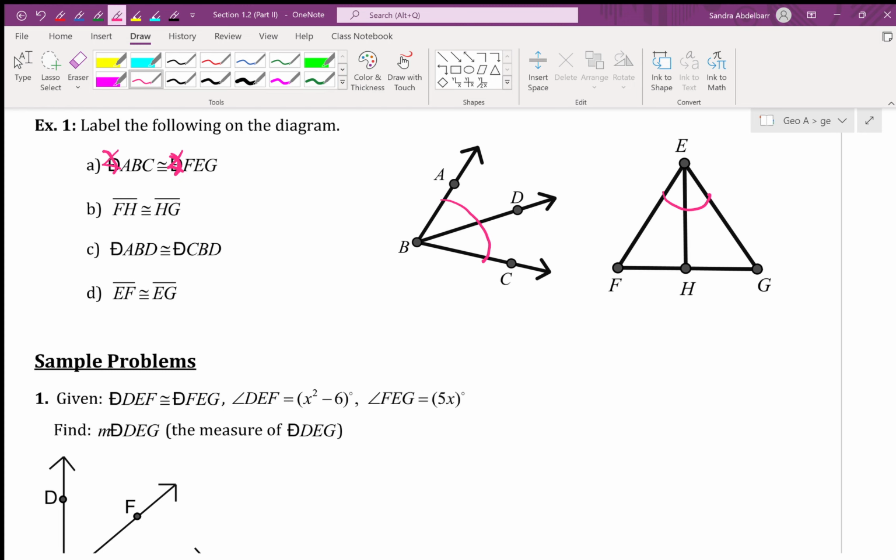So the next given is that segment FH is congruent to segment HG. We mark angles congruent with loops, and we mark segments congruent with slashes. So if I want to mark segment FH, I'm going to put one slash, is congruent to segment HG, I'm going to put one slash.